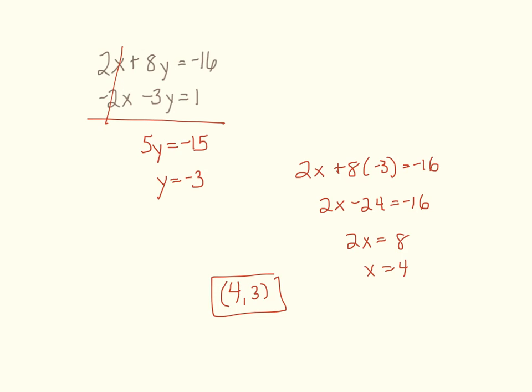Now, when I eliminated, I was only left with y, so I solved for that. And then I needed to solve for x, so I plugged back into my first equation, just because I didn't want to deal with the negatives involved in the second equation. But if I had plugged the y equals negative 3 into the second equation, I still would have gotten x equals 4.